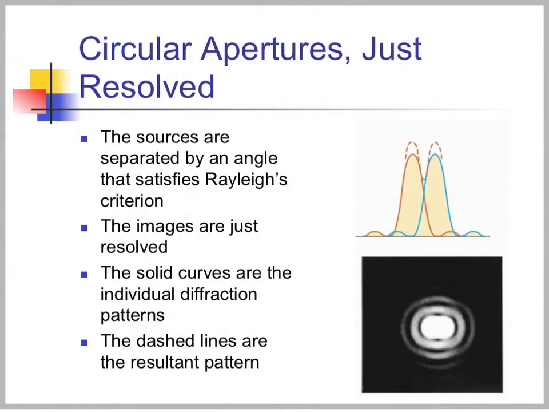Here the sources are separated by an angle that exactly satisfies Rayleigh's criterion. So the images are just resolved. The central maximum occurs on the first minimum of the other. So I can see here that there are two different objects. I can't really distinguish them well, but they are still said to be resolved.